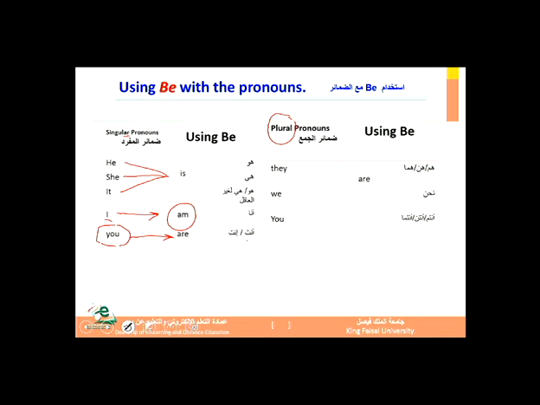We move to the second group of pronouns, which are the plural pronouns. They refer to more than one person. They means more than one person. We also have we, and you, specifically if we are talking to more than one person that we address. Again, when we have one of those plural pronouns, the verb to be has the form are. So this is how English pronouns can be divided into two groups, singular pronouns and plural pronouns, and this is how the verb to be changes according to the use of those pronouns.